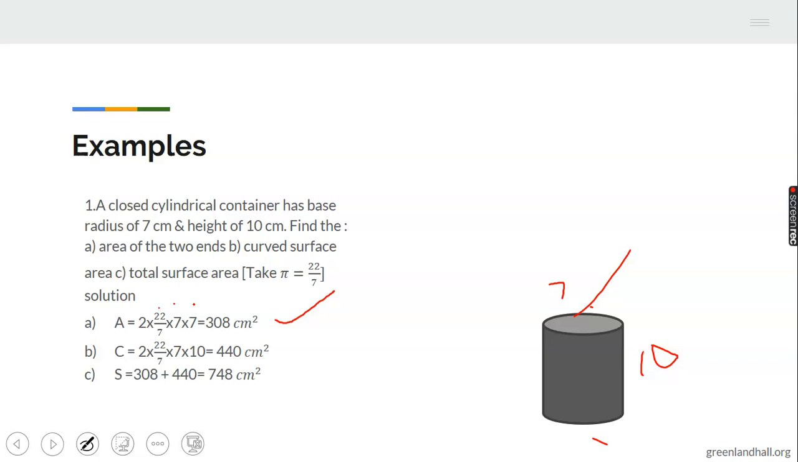The curved surface, that's C, will be 2 times 22 over 7 times 10, the height, and it will be 440 centimeters squared. Now the entire surface area of the cylinder will be the addition of these two, and it will give me 748 centimeters squared.